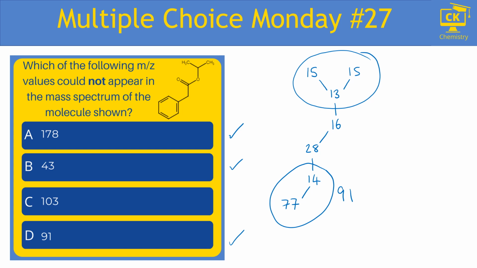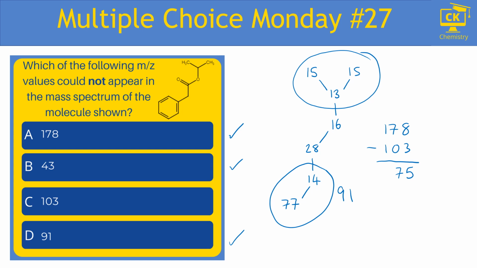Another way to look at can I make 103 is to see if you can take away from the molecular mass. So 178 minus 103, because it's easier to look for smaller fragments than it is to look for bigger because there's less adding up. So that's going to be a mass of 75. That's what I'm trying to find. So can I break off a mass of 75?